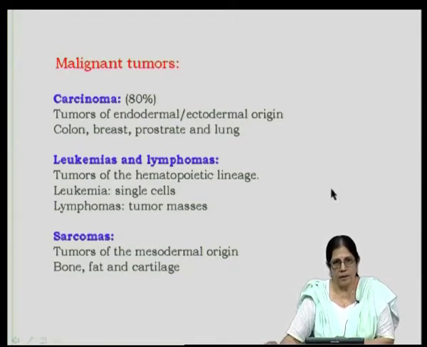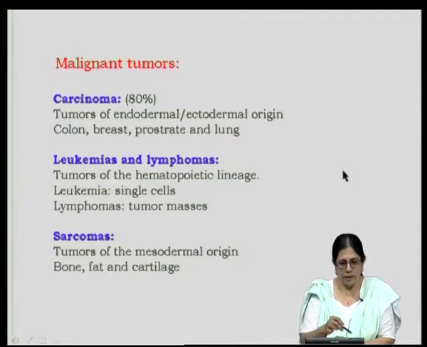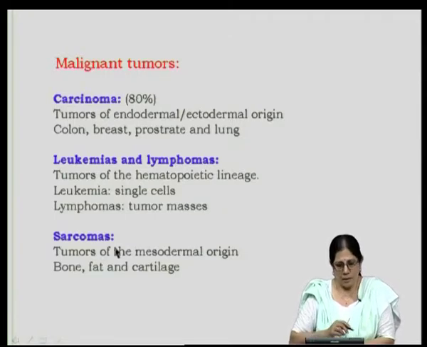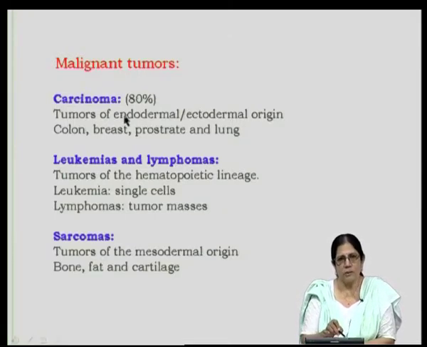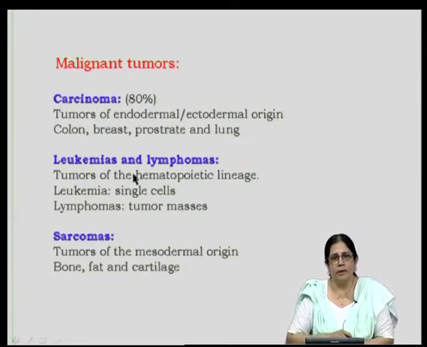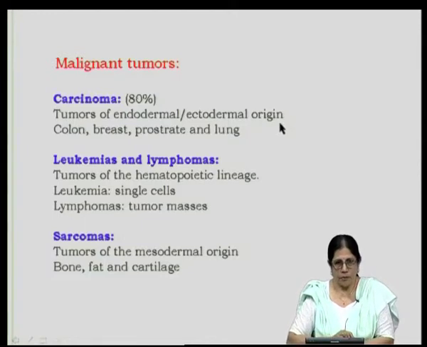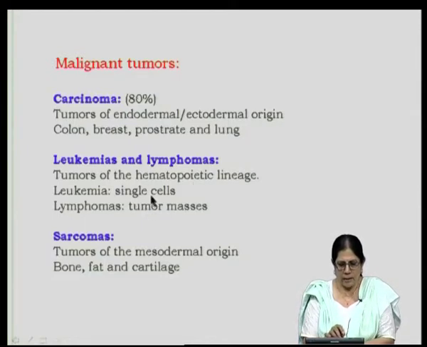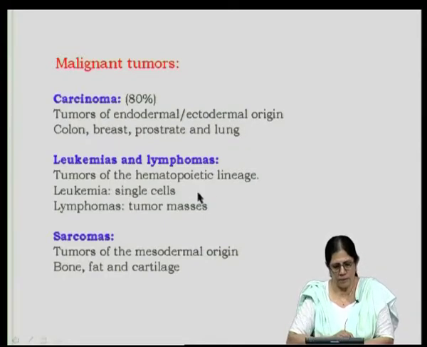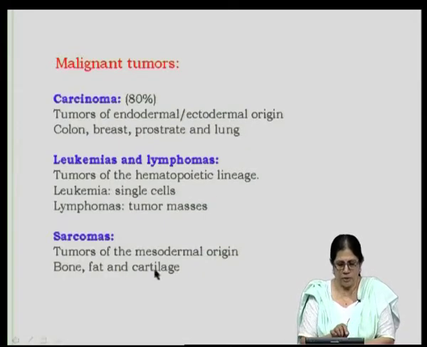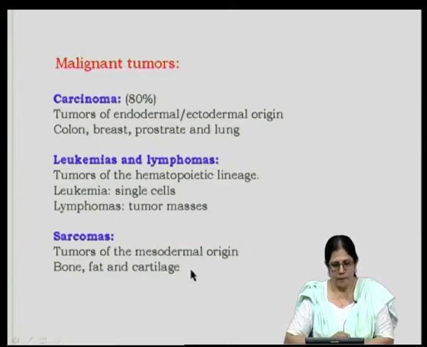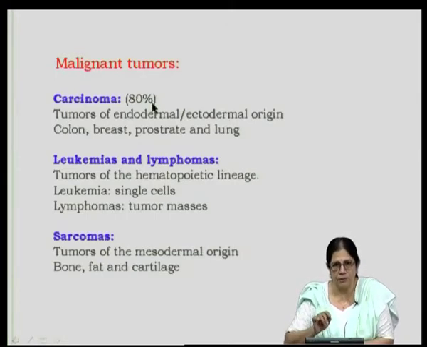Malignant tumors are classified under 3 categories: carcinomas, leukemias and lymphomas, and sarcomas. This is dependent on the lineage of the cells from which they arise. For example, carcinomas are tumors of endodermal or ectodermal origin. Leukemias, on the other hand, are tumors of the hematopoietic lineage. Sarcomas are tumors of the mesodermal origin. Now, carcinomas account for 80% of the cancers known today.